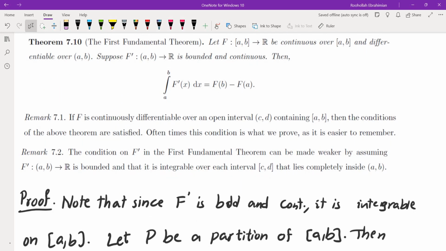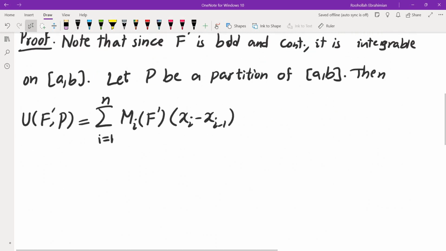I'm going to avoid using that because there are two issues. First, at the endpoints, there is a problem. f prime is not defined at a or at b. And second, I'm actually going to be able to prove it without continuity and only using integrability in remark 7.2. Okay, so now notice this.